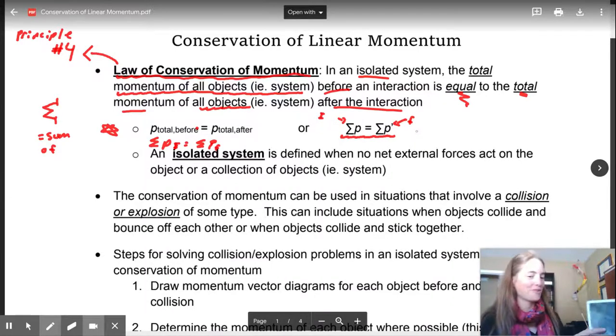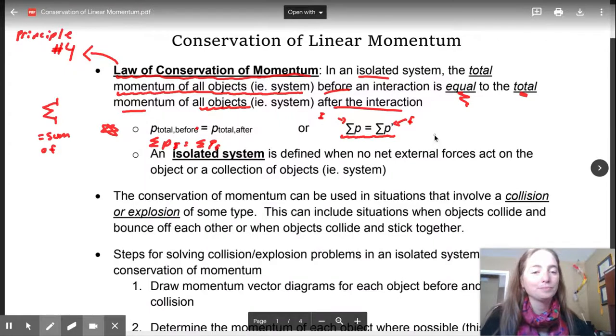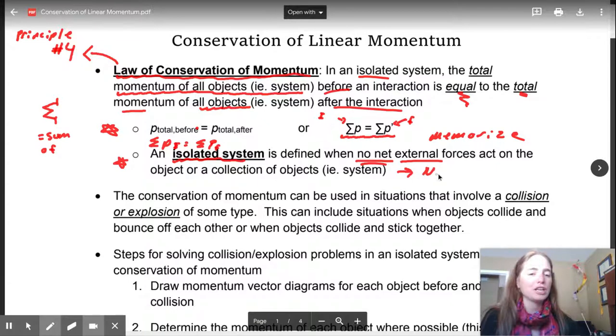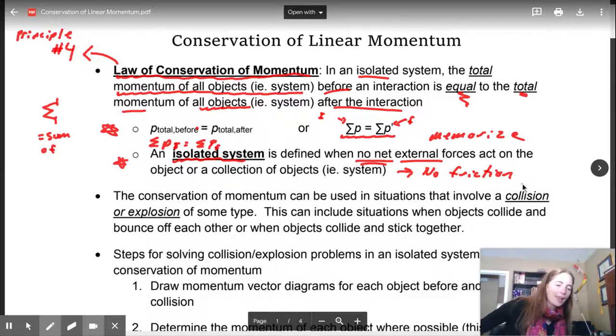Alrighty. So, ladies and gentlemen, that is not on your data sheet. You're just going to have to memorize that. You need to know that for your diploma. Another thing that you need to know is the definition of an isolated system. An isolated system is defined when there's no net external forces acting on the system. So this would mean essentially no friction, no air resistance, nothing else.